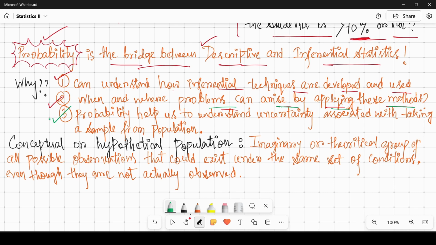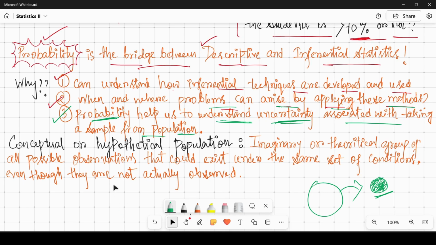The last one is saying that probability helps us to understand uncertainty associated with taking a sample from a population. It is very important because let's say we are having the population, extracting an amount of sample. Now the point is inferential techniques will only be performed on this sample, but the methods that we have implemented during the process of sampling, how these samples are collected, if there is any sort of uncertainty or not, that can be understood only if we have the knowledge of probability.